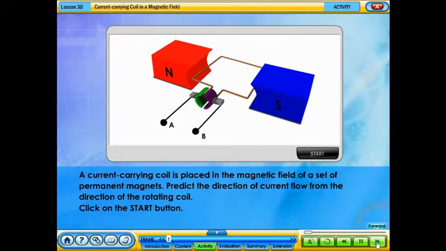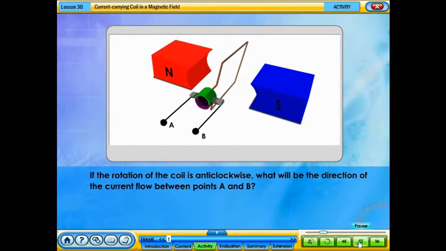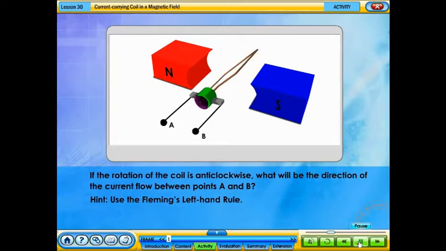A current-carrying coil is placed in the magnetic field of a set of permanent magnets. Predict the direction of current flow from the direction of the rotating coil. Click on the Start button. If the rotation of the coil is anti-clockwise, what will be the direction of the current flow between points A and B? Hint: use Fleming's left-hand rule.